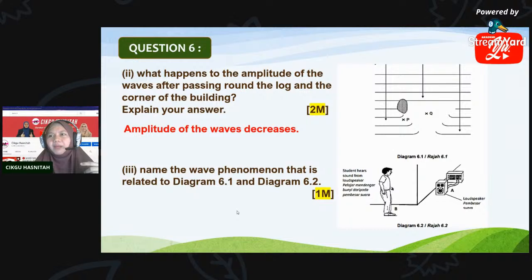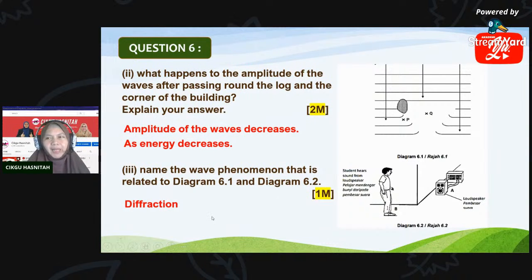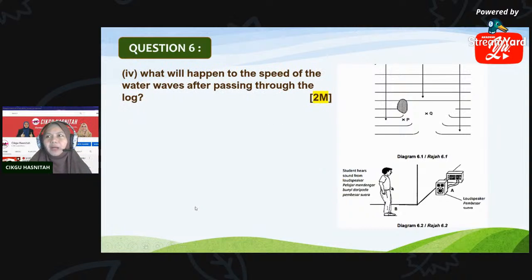Name the wave phenomenon that is related to both diagrams. I just mentioned the phenomenon now. Before that, the first question on top, number 2, they ask you to explain first what happened to the amplitude. So amplitude decreases. Why? Because energy of the diffracted wave decreases. Okay, and the phenomenon is diffraction. Pembelauan in bahasa Melayu. Okay, diffraction.